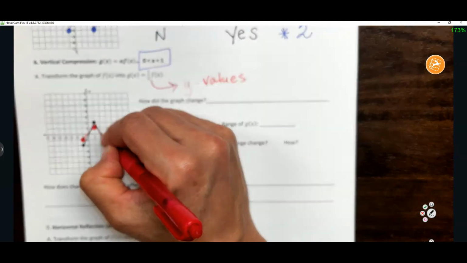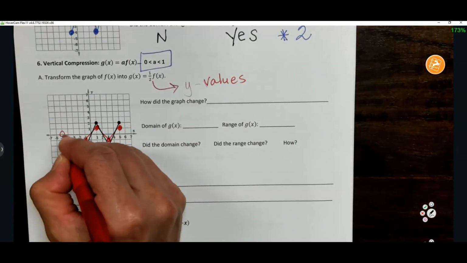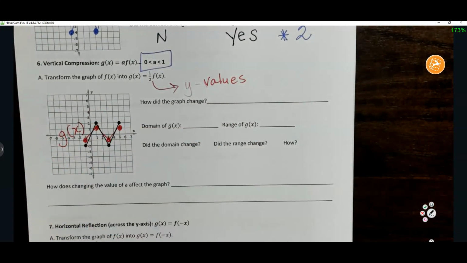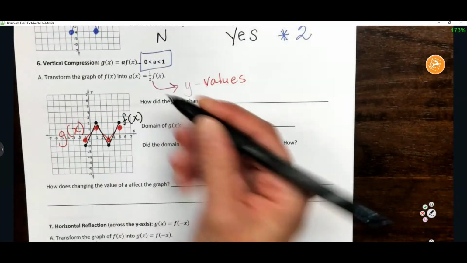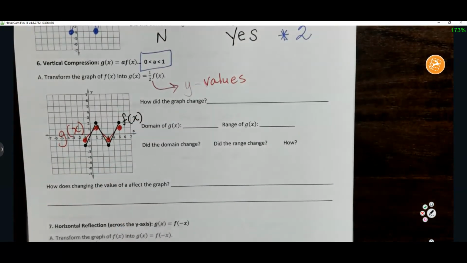Connect your n. It's all flattened out now. It's almost kind of hard to see. That's why it's really a good idea to use colors on your notes. And then, y'all, how did the graph change? Let's use that fancy word that starts with a C. Compress. Yeah, please write compress.